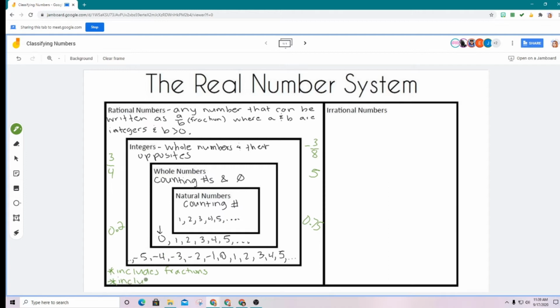It includes terminating, which means ending, and repeating decimals. So that means it's going to include decimals like 0.3 repeating, or 0.727272, etc., right? Because that has a pattern, it repeats.